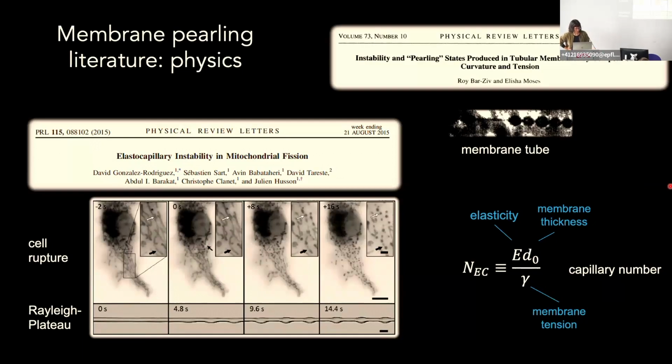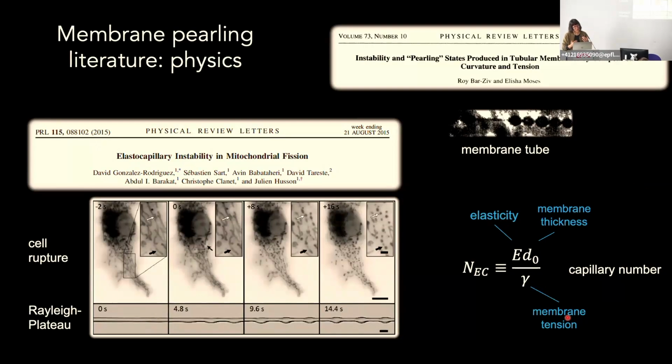And this instability has been mentioned before in the physics literature, where it's understood that there's a competition between the elastic energy of the system, the membrane elasticity multiplied by the membrane thickness, balanced on the other hand by the membrane tension. So the elasticity tends to resist deformation, and the membrane tension tends to round the organelle.